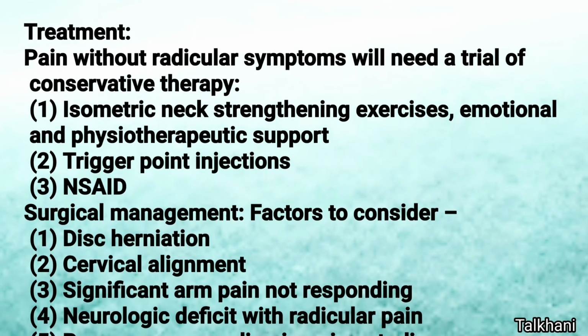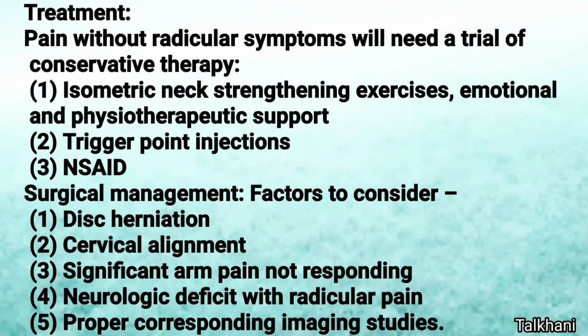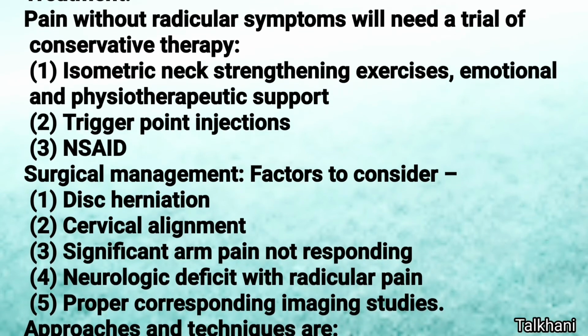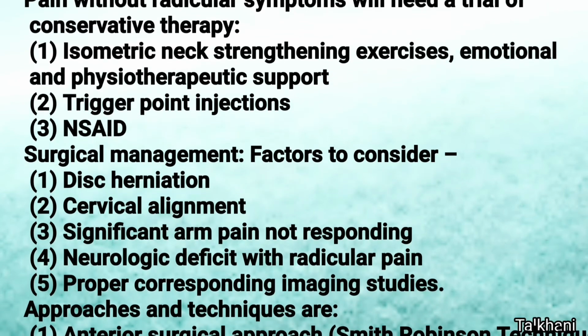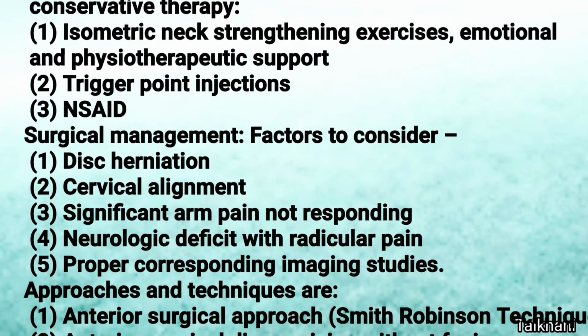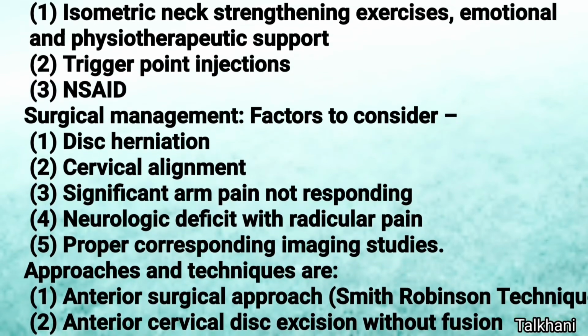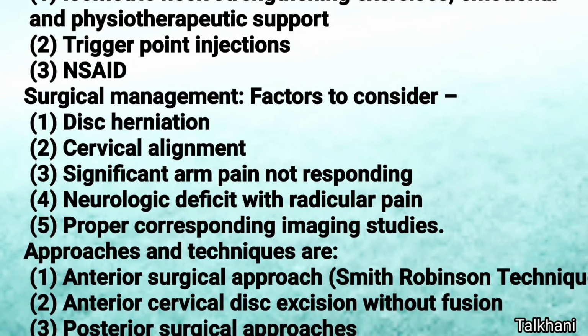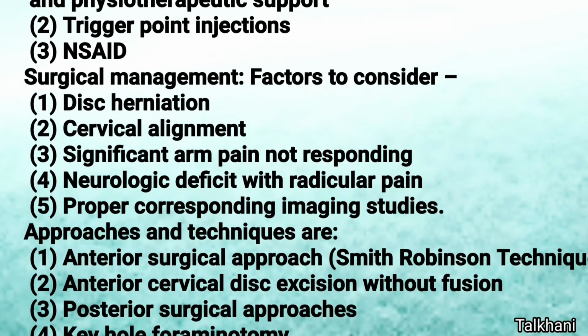Factors to consider before surgical intervention for failed conservative means are: number 1, disc herniation, 2, cervical alignment, 3, significant arm pain not responding to conservative means. 4, neurologic deficit with radicular pain. 5, proper corresponding imaging studies.